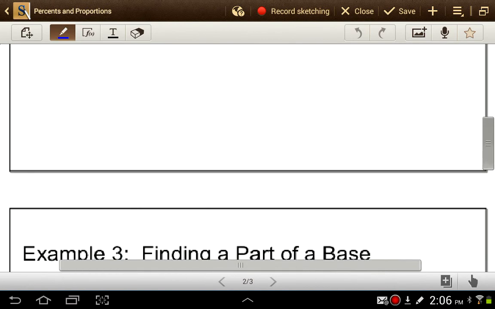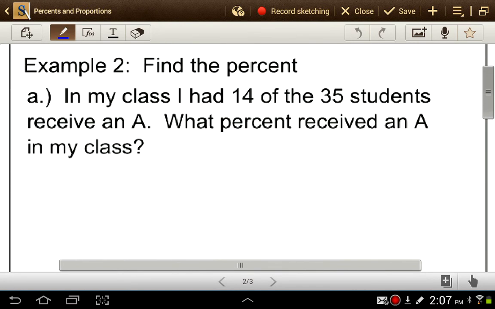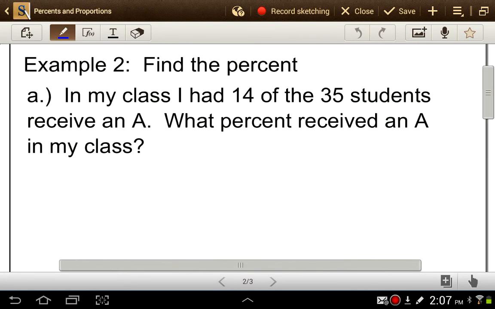Alright guys, on my first page here, we're going to find the percent. Same problem. In my class, I had 14 of my 35 students receive an A. What percent? Okay, so I'm going to follow that same format. It's percent over 100. I'm asking what percent, so I don't know what that is. That's my variable. X over 100 equals my base.